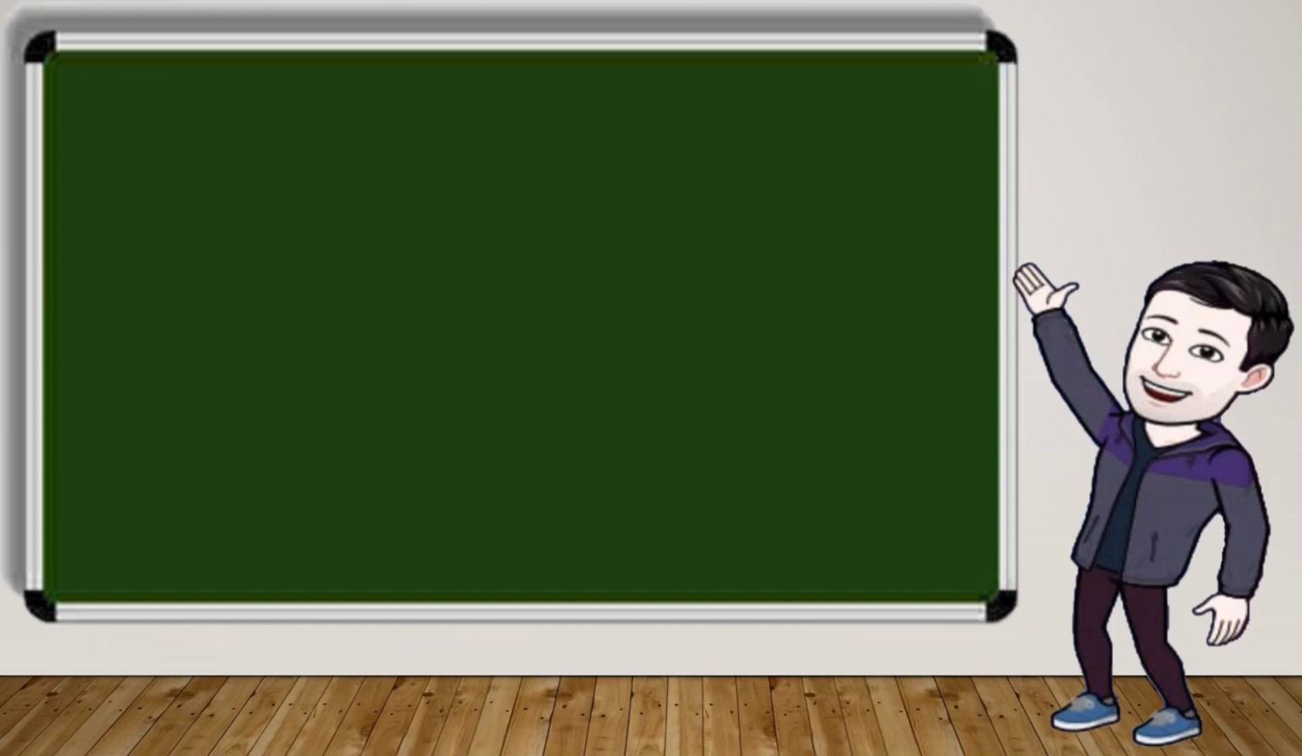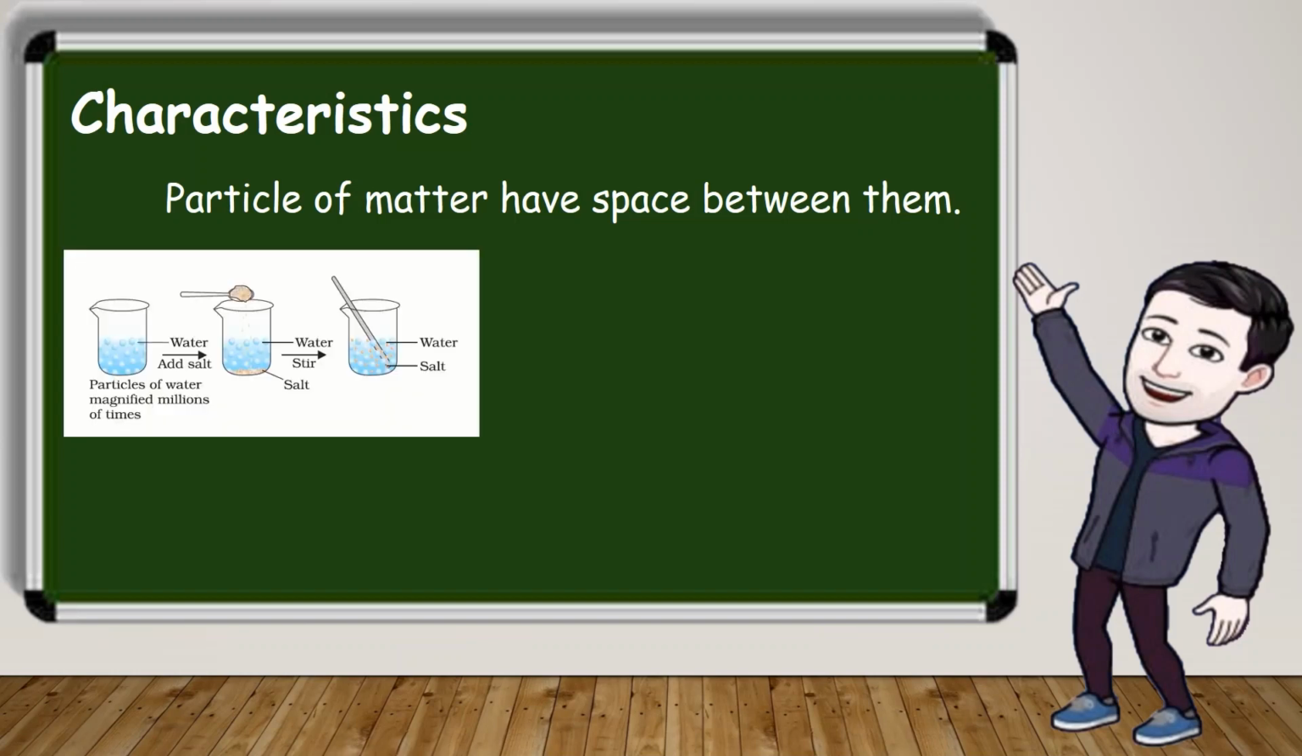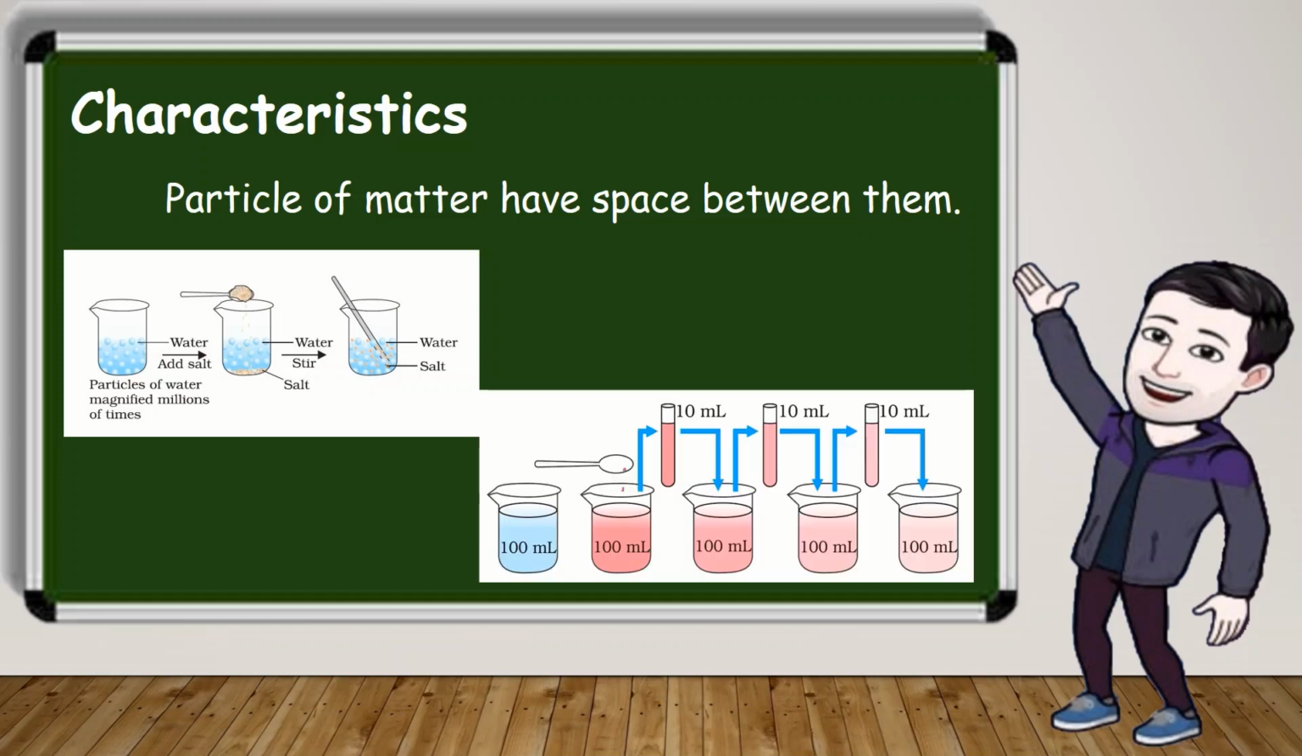Particles of matter have some characteristics. Let's understand them. The first characteristic says, particles of matter have space between them. In the above activities, we observed that particles of salt get into the space between particles of water. And also particles of potassium permanganate get into the space between particles of water. This shows that there is enough space between particles of matter.